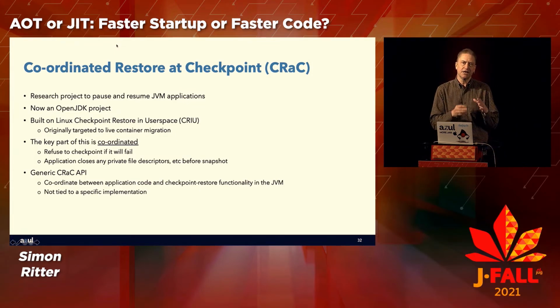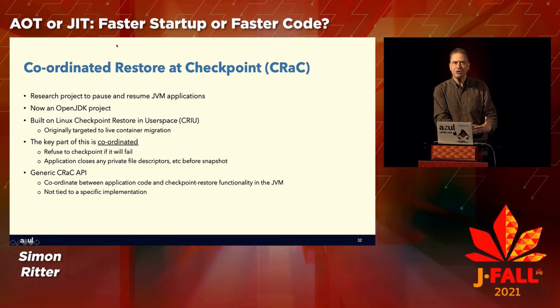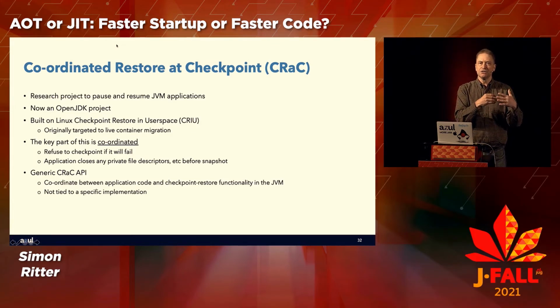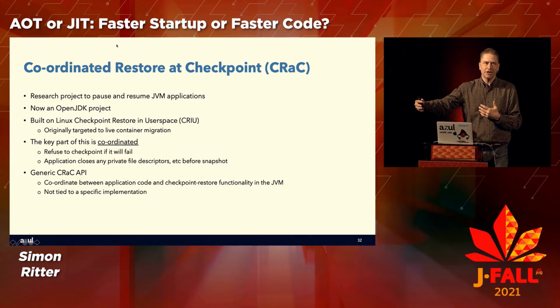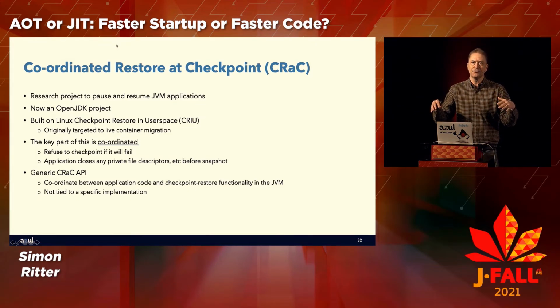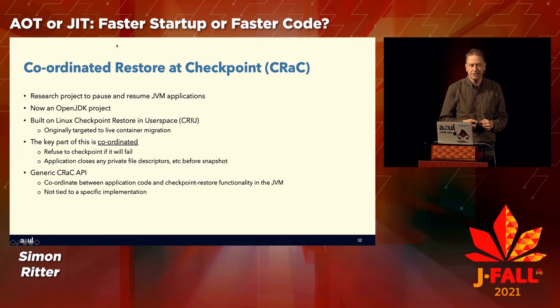What we do there is we are creating an API which says if the application is running and it decides that you want to take a checkpoint, you can let the application know, and then it's up to the application to take whatever steps are necessary to make itself ready for a checkpoint. And that involves things like closing files, closing network connections, and tidying up things which it will need to restart when you use the restore part of the functionality.